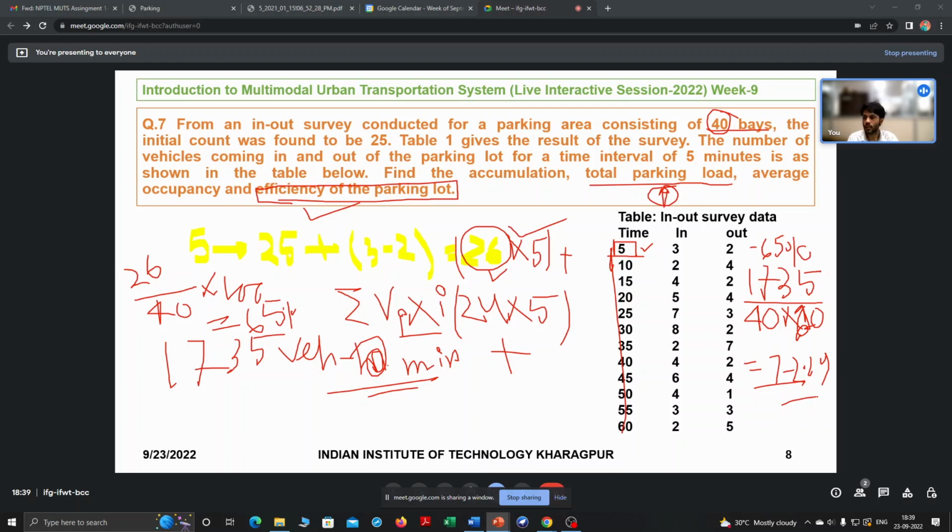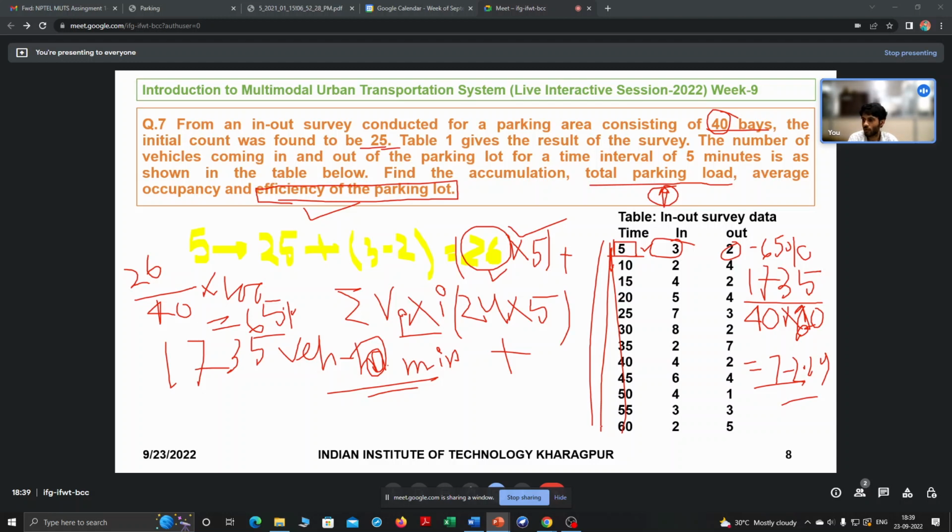So I think it's clear. It's not a complicated thing to calculate. Although this screen looks messy because I am using the mouse, so I could not write it properly, I think you got the idea. For each time interval you know the in and out, so you add and subtract, to see how many are remaining, and because you already have 25 vehicles, you need to add that. Like that you do it for each time interval, and that is your parking accumulation, right?